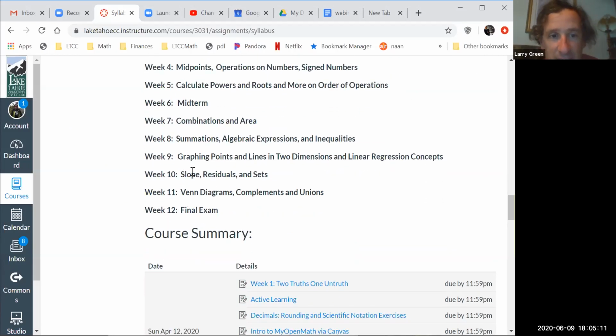So this week is slope, residuals, and sets. And that is the plan for this week. Next week, we'll have a Monday webinar, and I'll talk about Venn diagrams, complements, and unions. But I'm also going to talk about the final exam, because the final exam can be taken anytime between a week from Wednesday and the following Wednesday. Might be a week from Thursday, something like that.